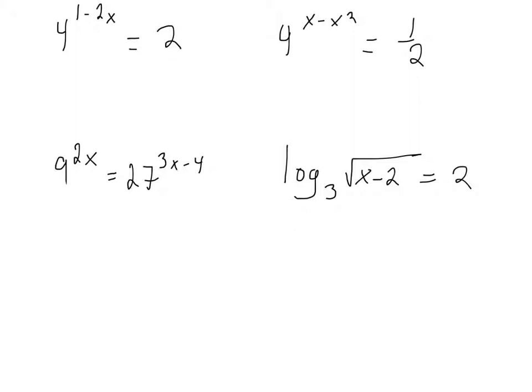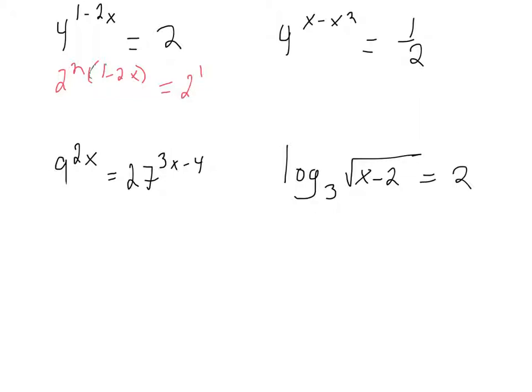All right, so let's take a look at these now. For the first three here, the key is just to write them all in the same base. So we see in this first example here, 4 and 2 are both powers of 2, right? 4 is 2 to the 2. And we're going to leave that 1 minus 2x up there. And 2 is just 2 to the 1, right?